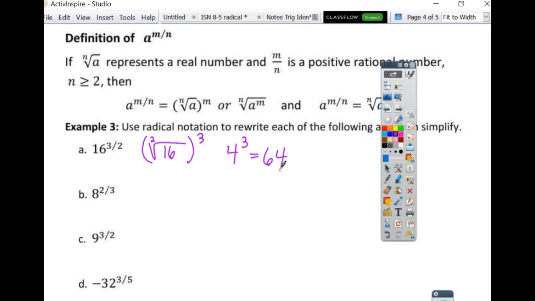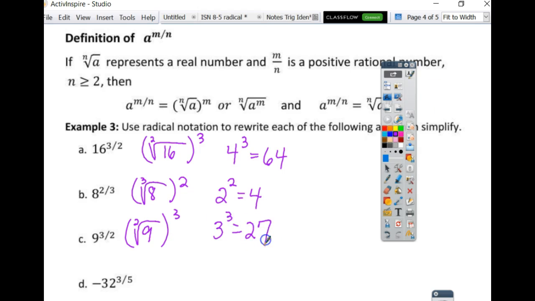So 8 to the 2/3, what's the index? 3. So what is the third root of 8? So what number times itself three times is 8? 2 times 2 times 2. So it's 2 to the second power, which is 4. What's the index this time? 2. So that's the square root of 9, which is 3 to the third power, is 27. Oh, good job, Ruby.